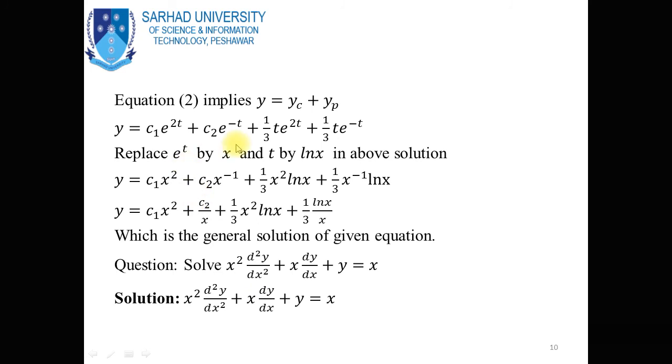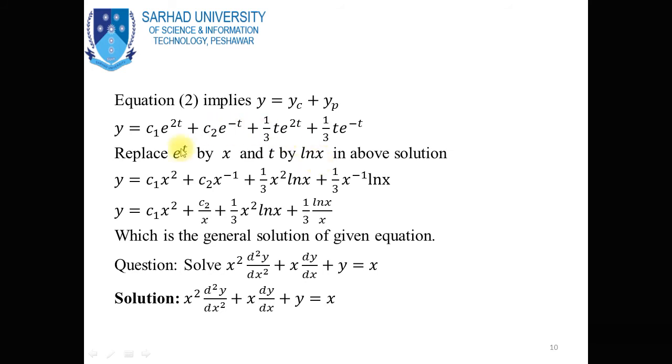Now the overall general solution y is equal to yc plus yp. Putting the value of the complementary solution and the value of the particular solution, we obtain the solution y is equal to c1 e^(2t) plus c2 e^(-t) plus 1/3 t e^(2t) plus 1/3 t e^(-t). Now replace e^t by x, because we have already substituted x is equal to e^t, and t by log of x.